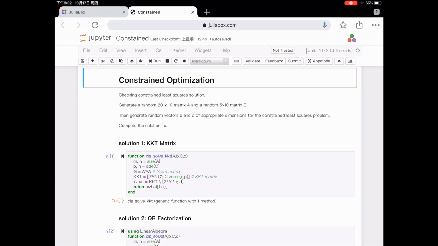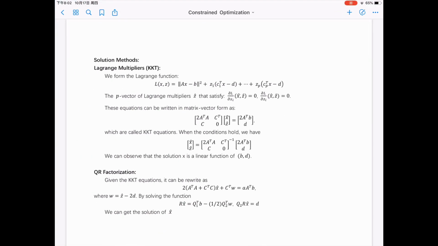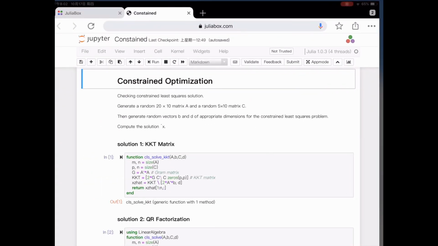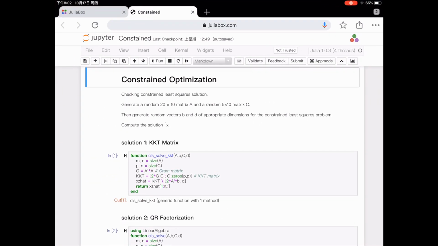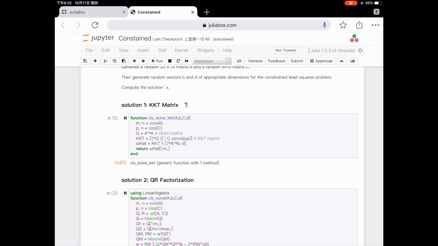The first solution we will use is the KKT function. In VMLS, we can get the KKT function via Lagrange multipliers, and it looks like this. To build the KKT function in Julia, first we need to determine the size of matrices A and C. Then we use the matrix G to represent the Gram matrix of A. According to the KKT functions, we can write the KKT matrix like this.